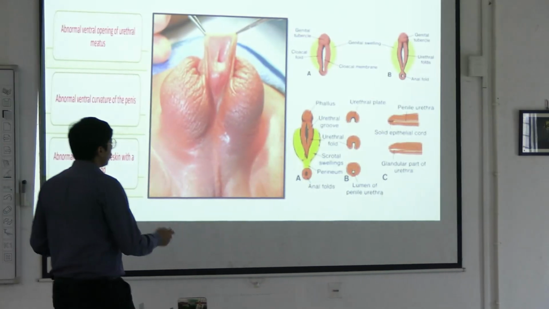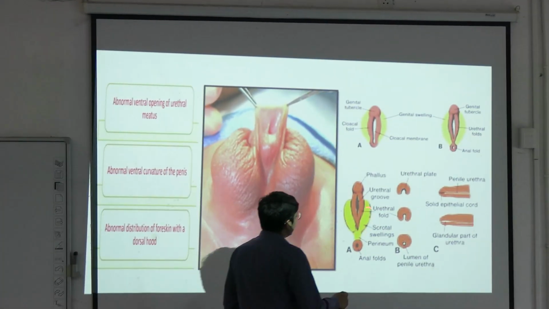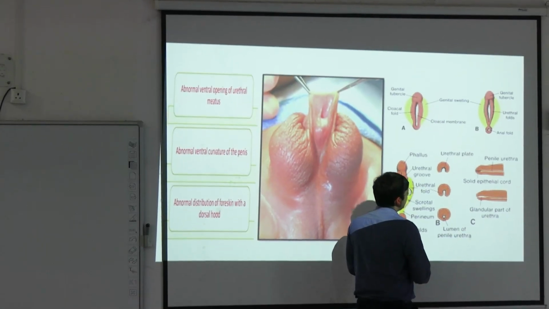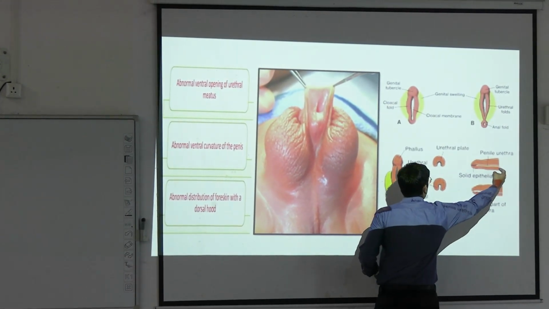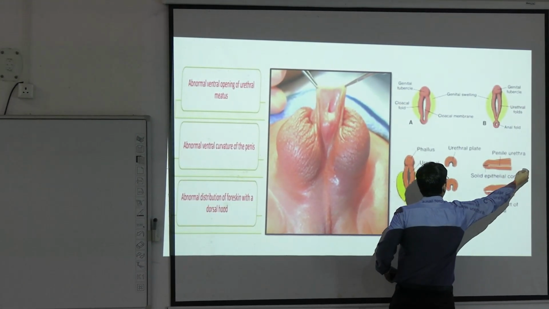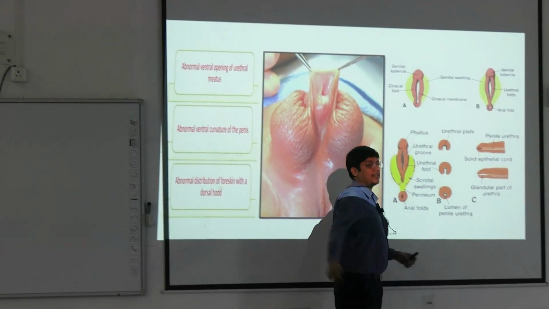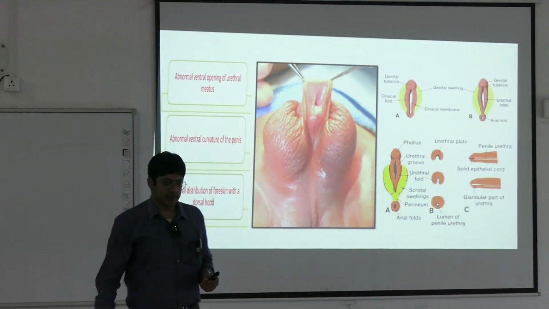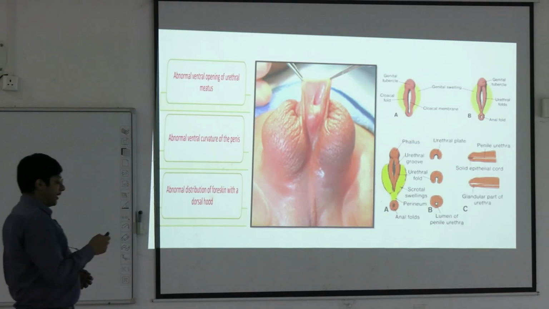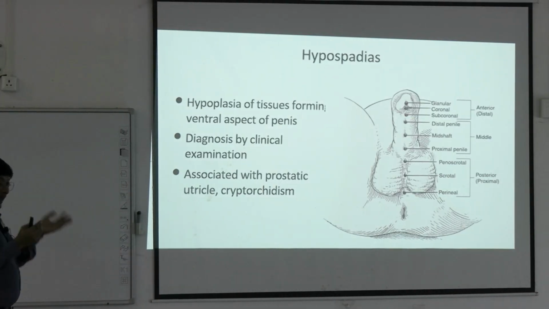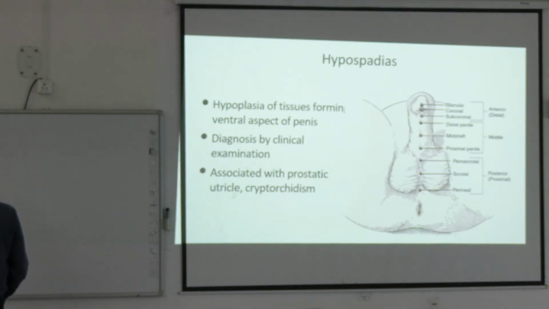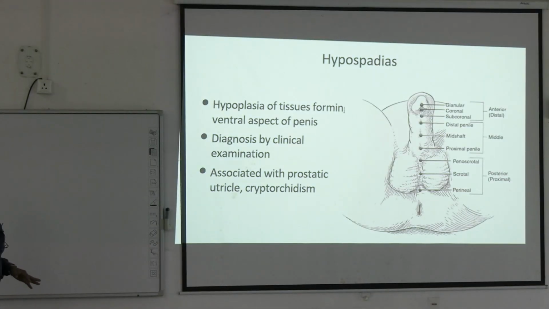So in this picture, I don't know whether you can understand. If you go through your books, you'll understand better. So this is the penile urethra. The zipper starts from here to close the urethra from back to front like this, from the perineal region to the tip of the penis. So any problem in eventual closure of this tube gives rise to hypospadias.